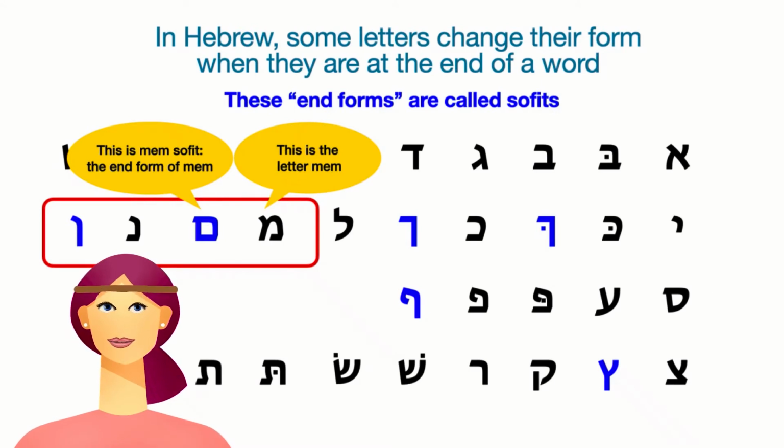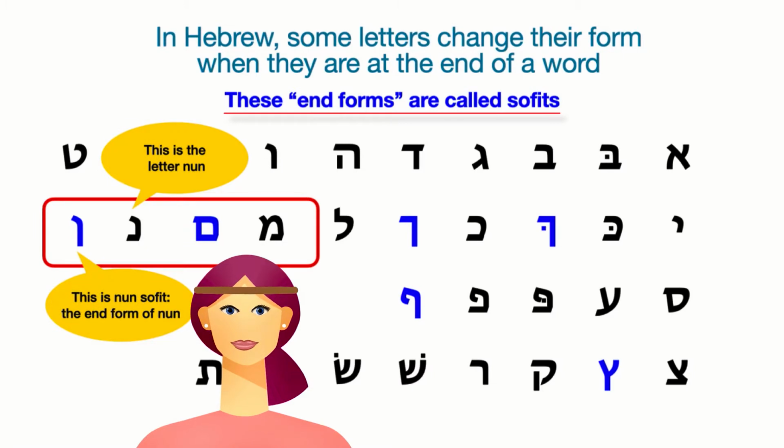In Hebrew, some letters are written differently when they are found at the end of a word. The end form of such letters are called sofit. In the previous video, we saw two sofits, kaf sofit and chaf sofit. Now, we'll see the letter mem, and its end form, mem sofit. We'll also see the letter nun, and its end form, nun sofit.